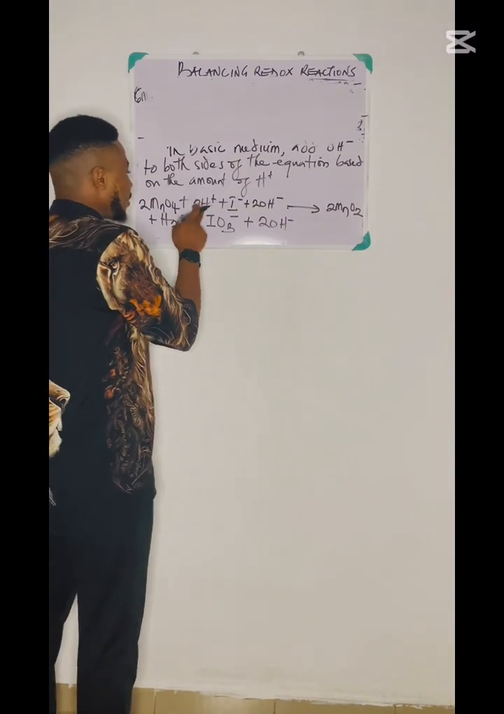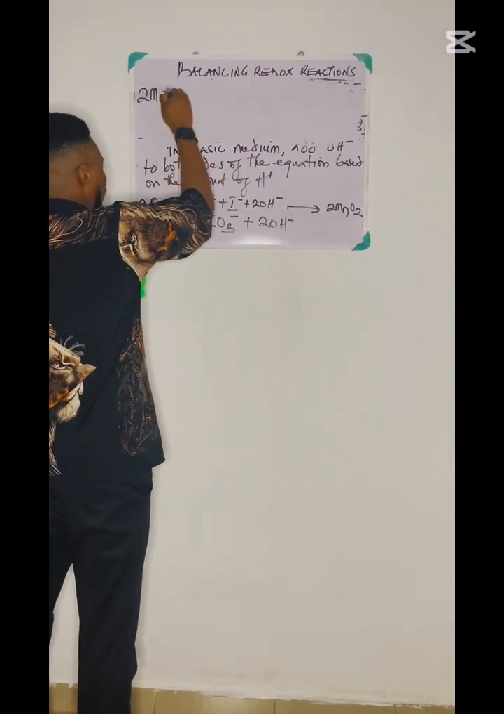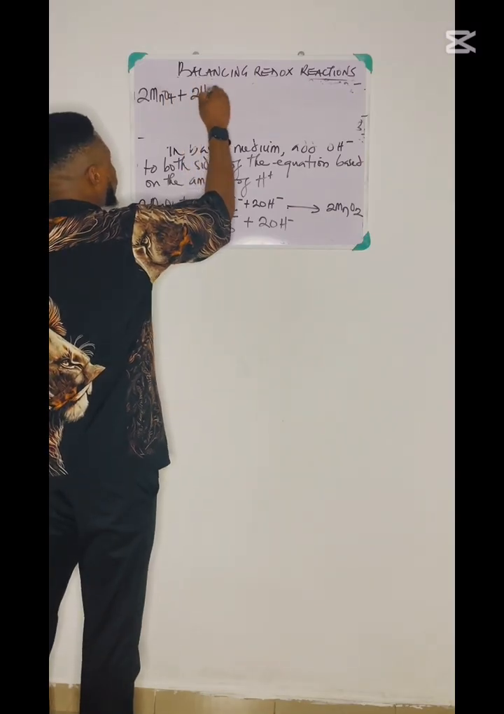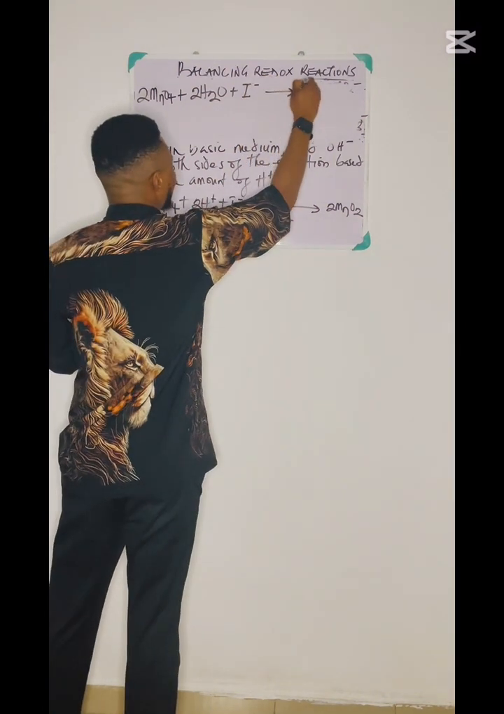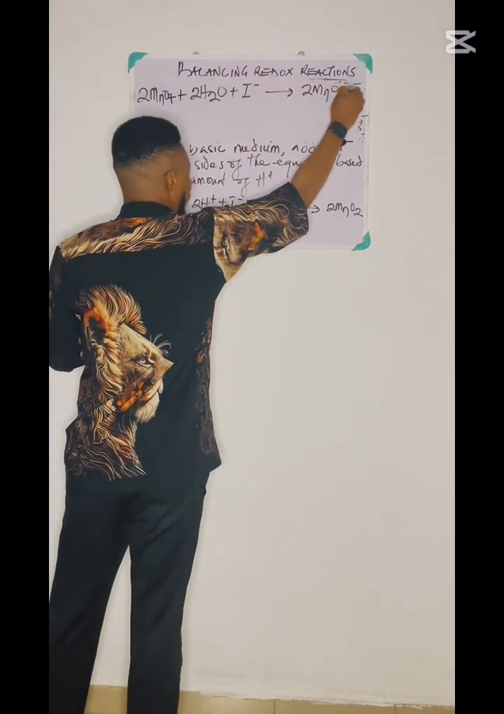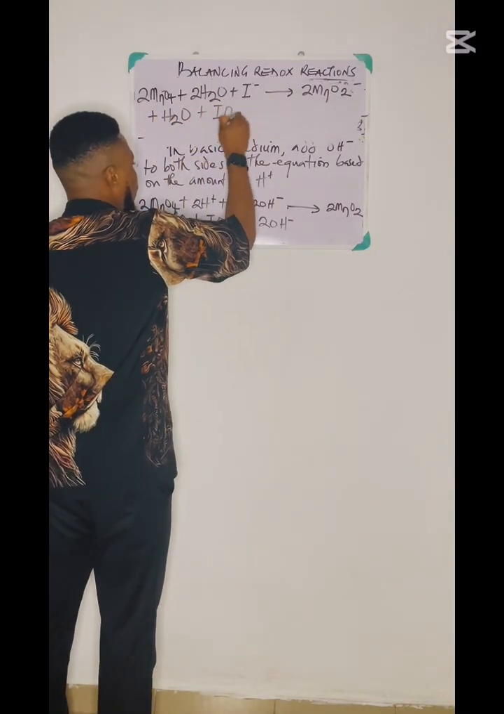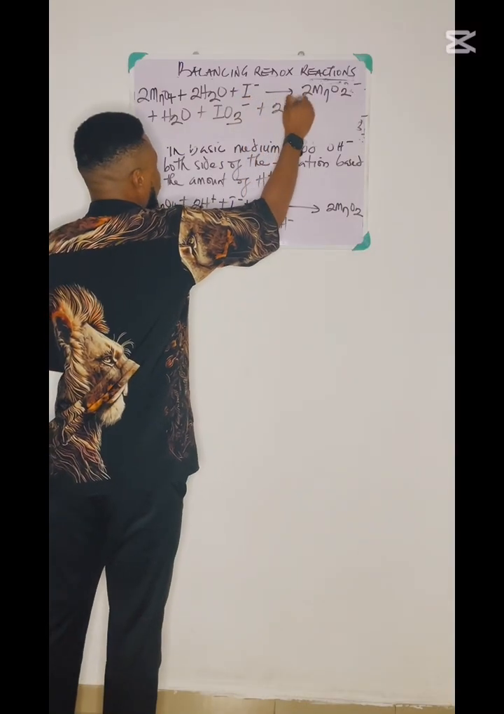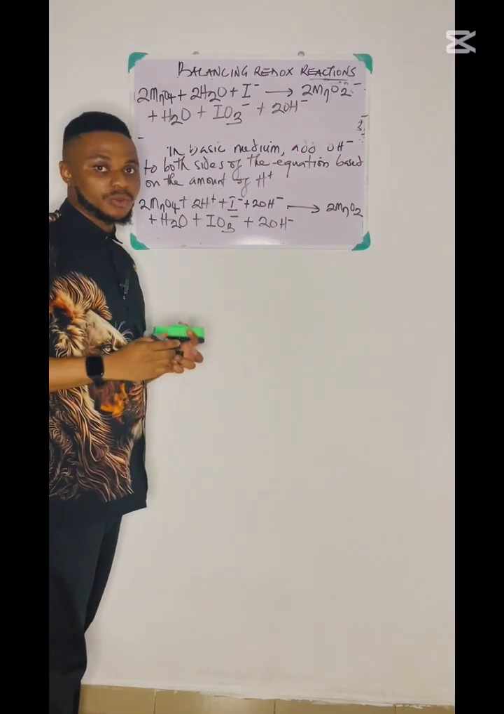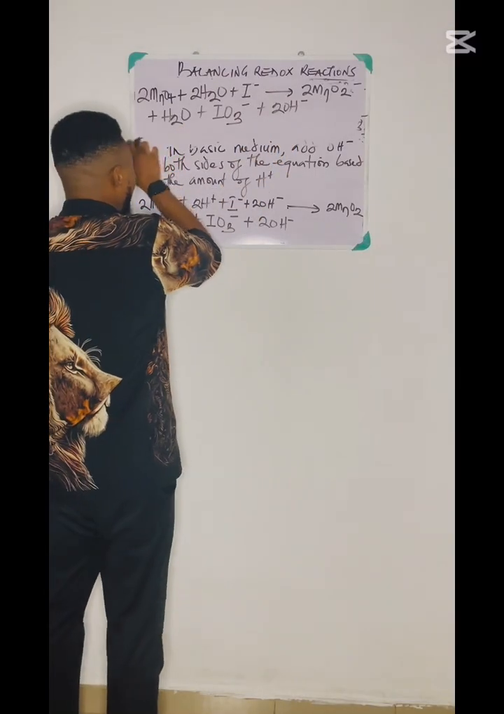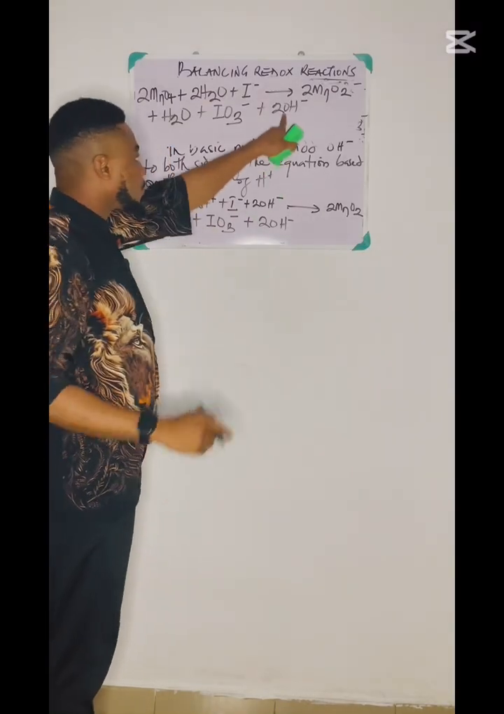So having this and this, you say 2MnO4 minus plus 2H2O, then plus I minus to give you 2MnO2 plus H2O plus IO3 minus, then plus 2OH minus. Now, if you look at this reaction, you will not see hydrogen ion again. Rather, you're seeing hydroxyl ion. This is what makes it a reaction that has been balanced in the basic medium. This is the property of a base.